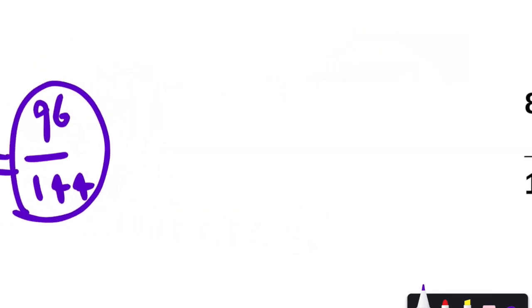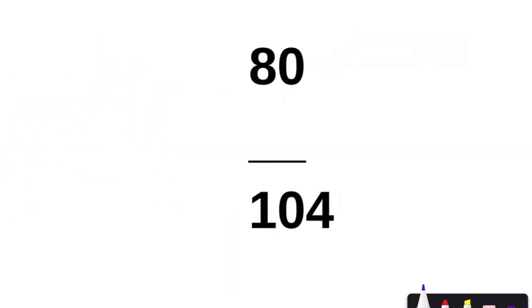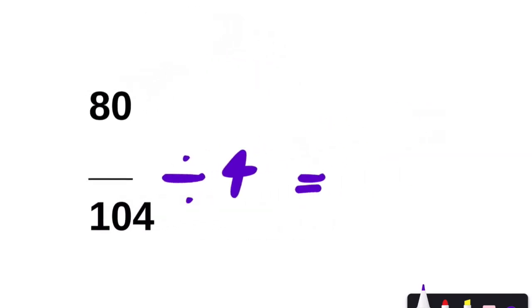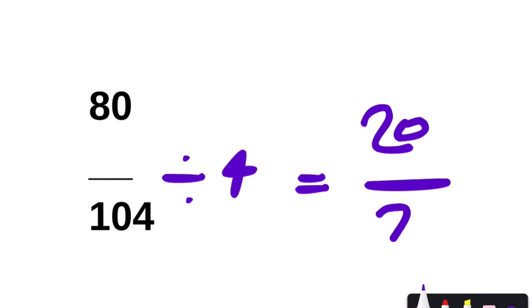This one, 80 divided by 104. So let's divide these two by a certain number. So I want to divide them by 4, for example. So 80 divided by 4, 20, and 104 divided by 4, 26. And this is our answer.